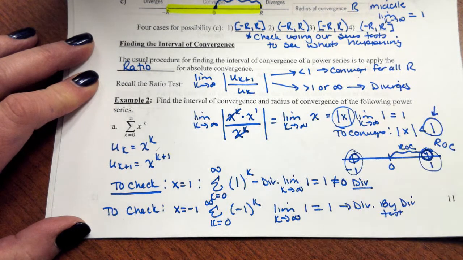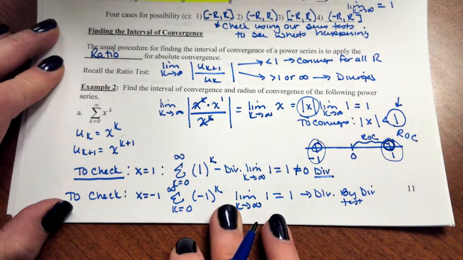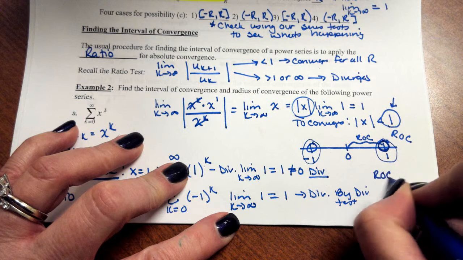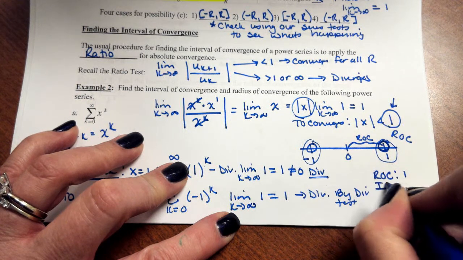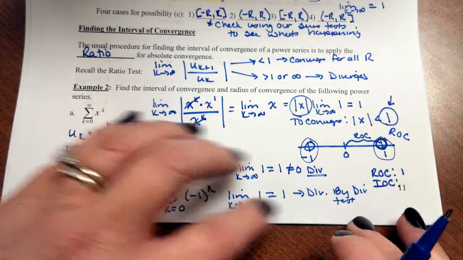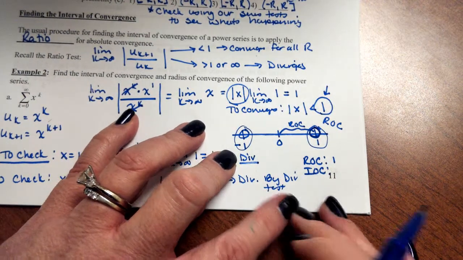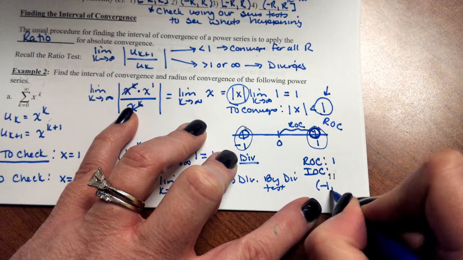So neither endpoint is going to be included in my interval of convergence. So my radius of convergence is just 1. My interval of convergence, and again, you can write this in interval notation or write it as an inequality in terms of x, is going to be parenthesis negative 1 to 1.